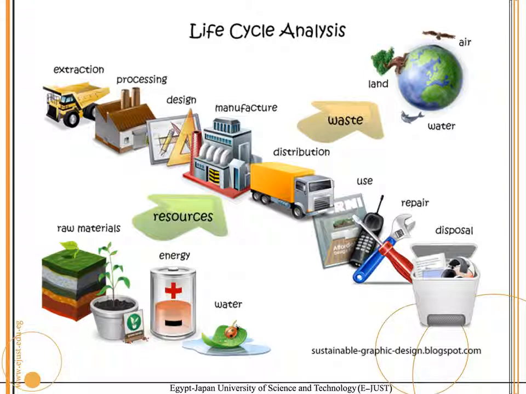About the life cycle assessment tool, we can mention in this figure the raw material, energy and water. These are the resources and the output of the analysis. The main life cycle stages are extraction of material, processing, design, manufacturing, distribution, and then use, the operational use, and finally the disposal, with scenarios about recycling, reuse, and concentrations.